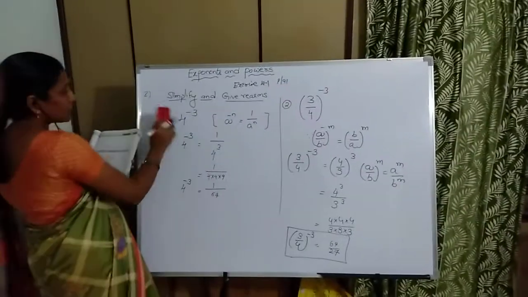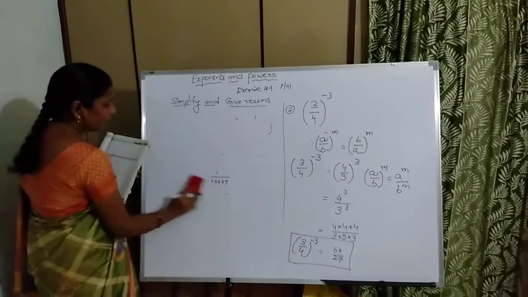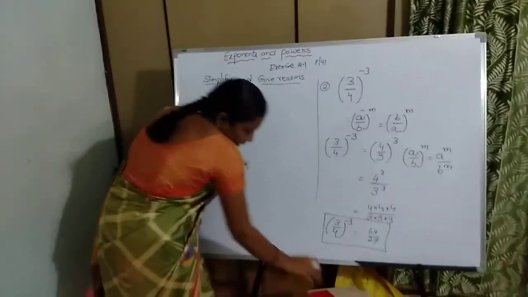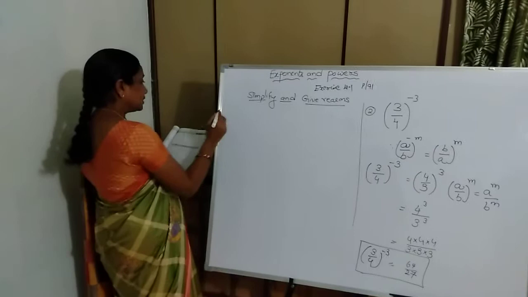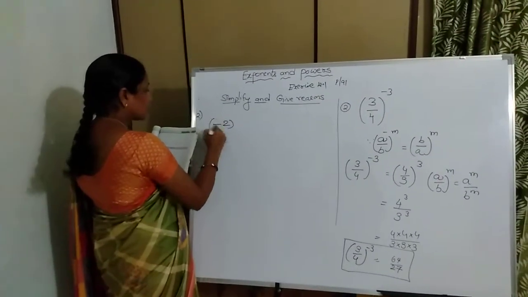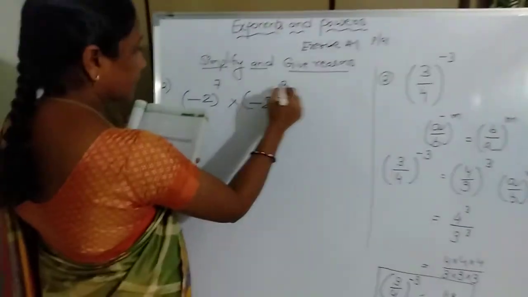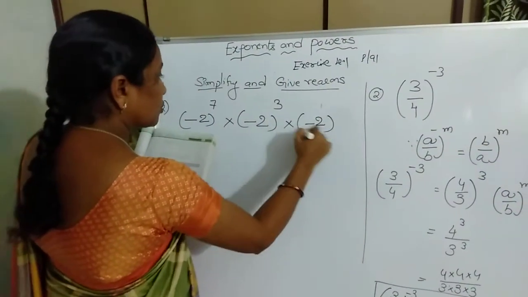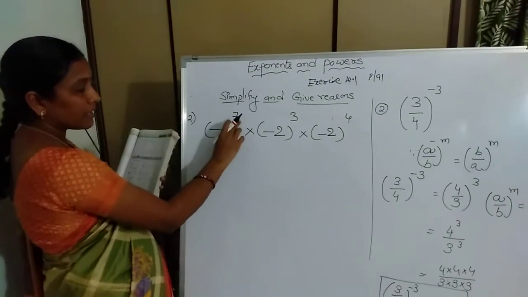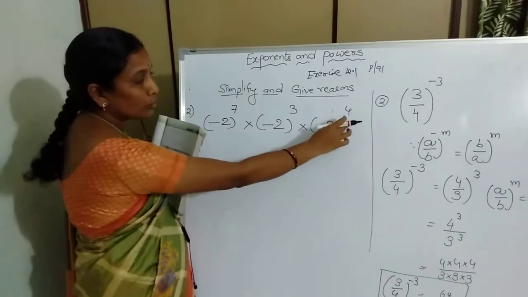And have you understood? Okay, we are going to the second problem on page number 91, Exercise 4.1 of 8th class mathematics, exponents and powers. Simplify (minus 2) to the power 7 into (minus 2) to the power 3 into (minus 2) to the power 4.